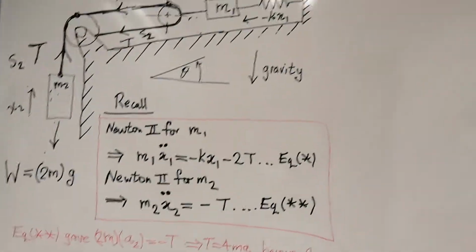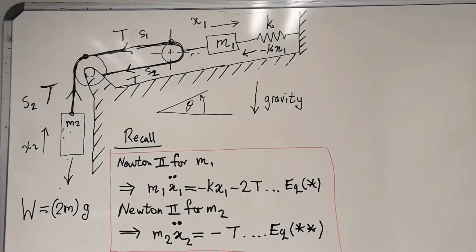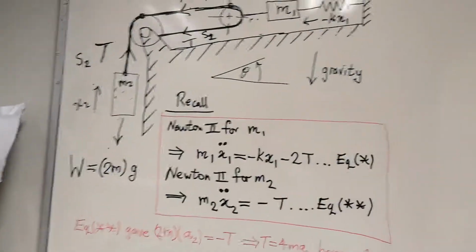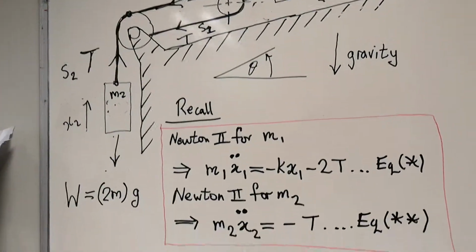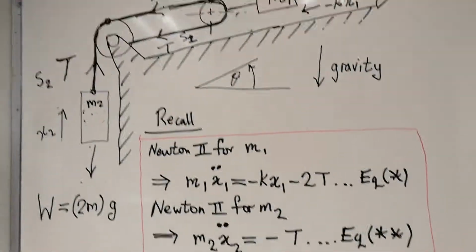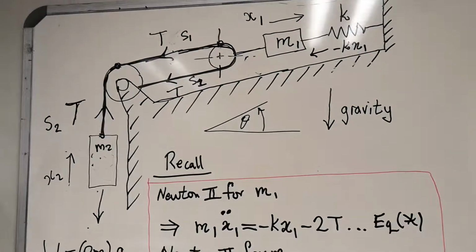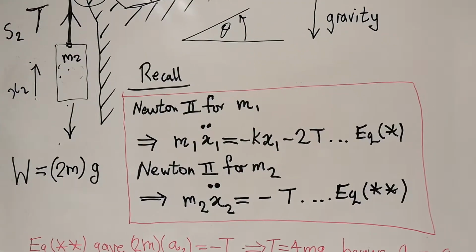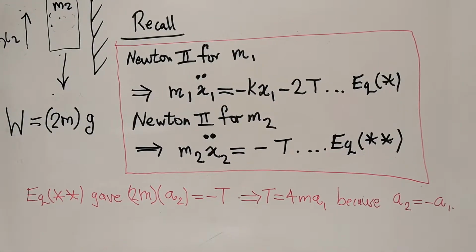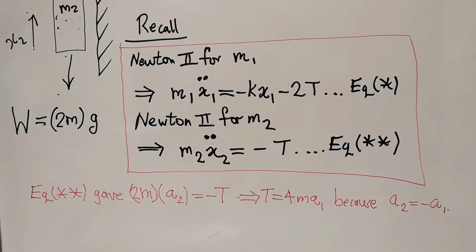Okay, we are now going to finish the solution of the problem, and then we'll get the answer at the end of the day. So this was the system, and from the previous video we applied Newton's second law to the mass m1 and the mass m2. We took a free body diagram and derived equation star and equation 2 star.